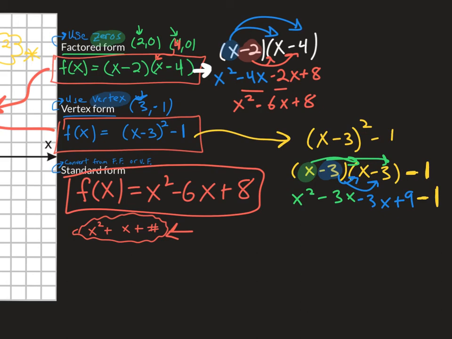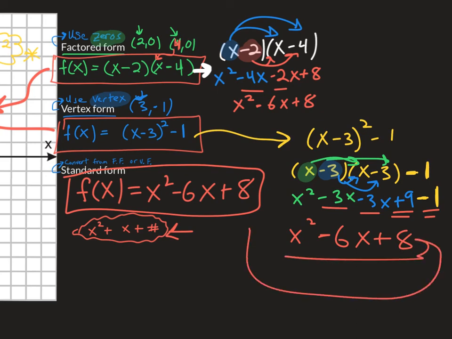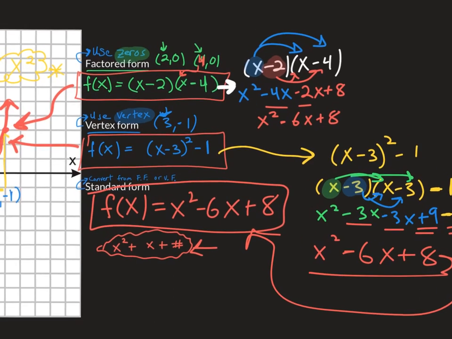All right, so now I've got my x squared. Let's check out negative 3x, put those things together. Those are like terms. And then check it out. A plus 9 and a minus 1, well, that's going to get a plus 8. That almost sounds familiar. That's the same thing I got when I did it from factored form. Okay, cool. So I could do it either way, right?